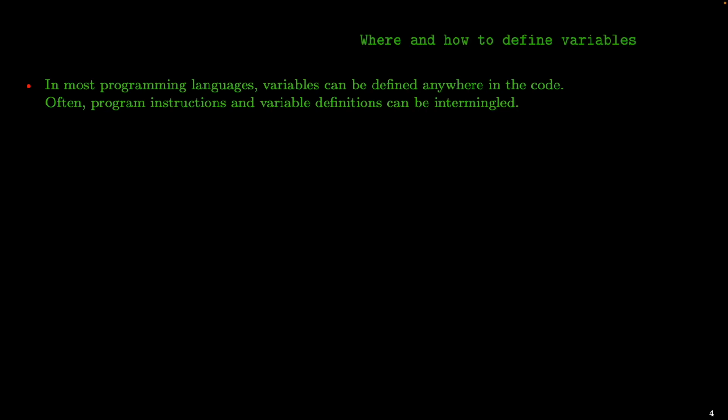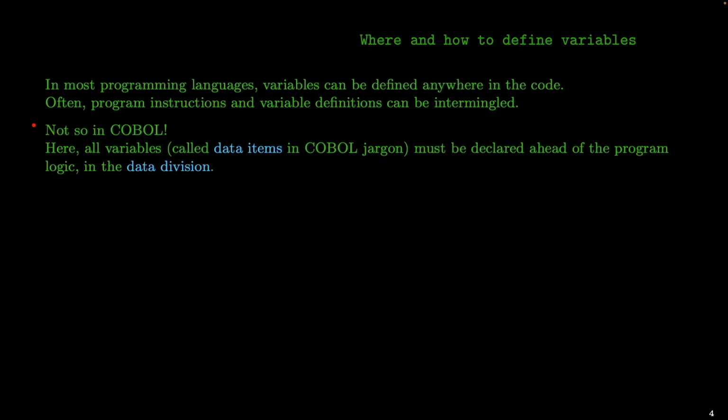Let's start with the elementary data types. In most programming languages, you can define variables anywhere in the code. So you can mix the program logic with definitions of variables. In COBOL, this is not possible. So here you have a very strict separation where you can declare variables and where your program logic is to be located. Namely, all the variables in COBOL have to be declared ahead of the program logic. They must be declared in the data division.